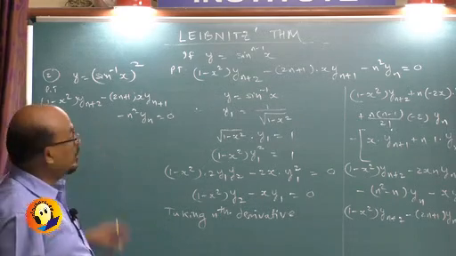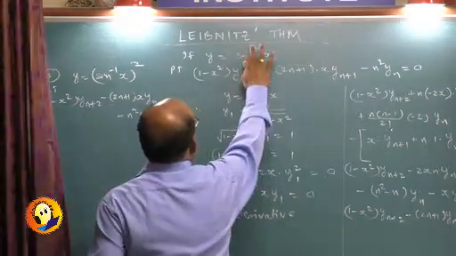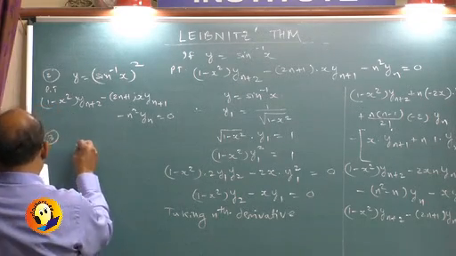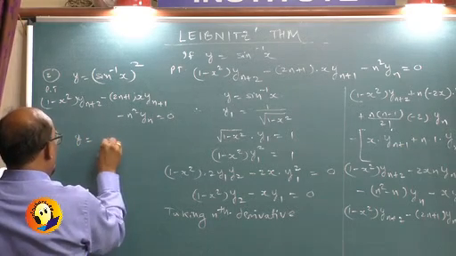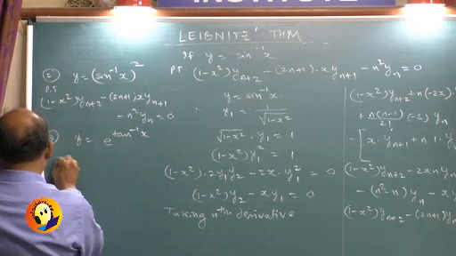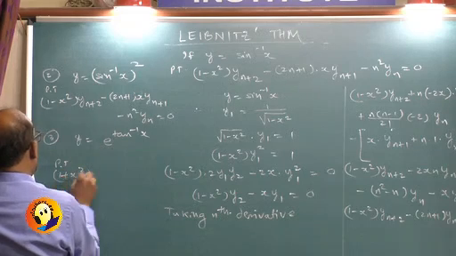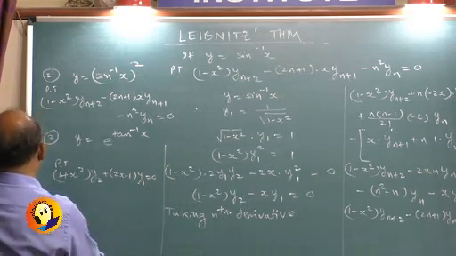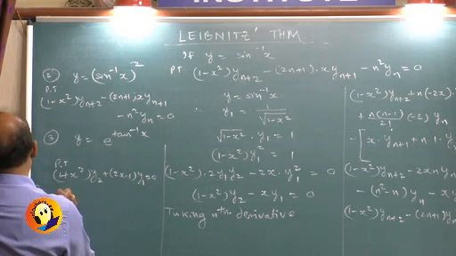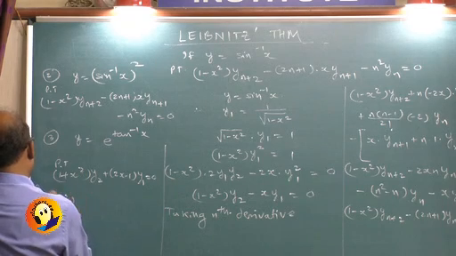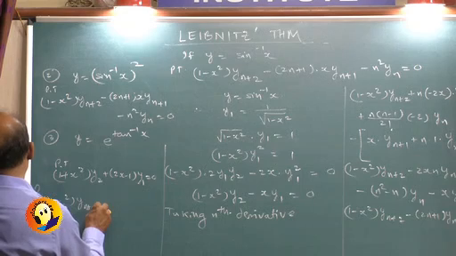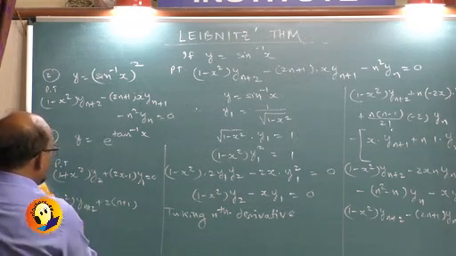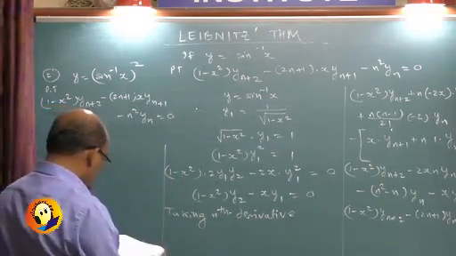Nth derivative. Y equal to e raised to tan inverse x. Prove that 1 plus x square y2 plus 2x minus 1 y1 equal to 0, and 1 plus x square yn plus 2 plus 2 into n plus 1. Okay, I will write it later only. It's a long expression. You do this, and then we will do this.